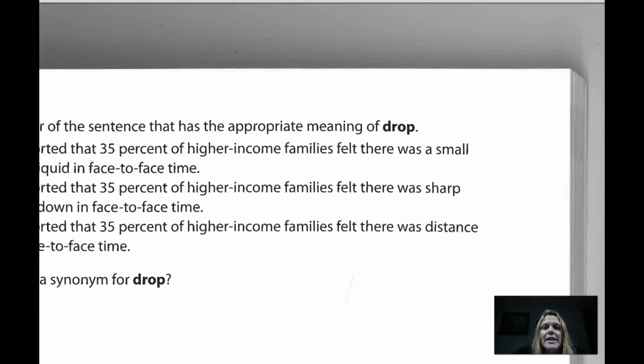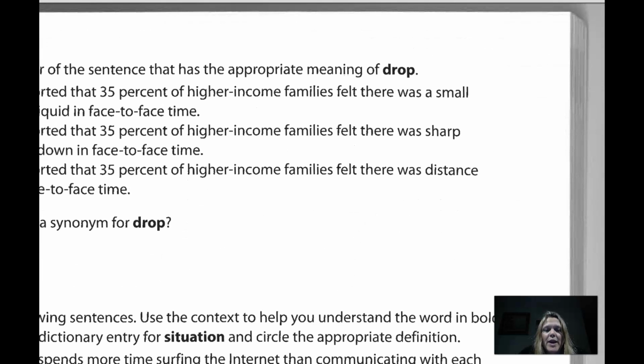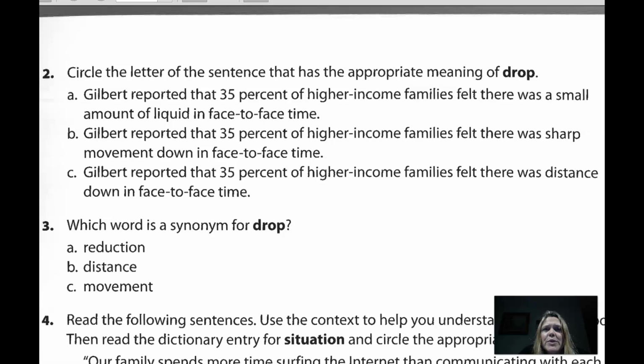Let's take a look at the next one. You have to circle the letter of the sentence that has the appropriate meaning of drop. Let's see. Did Gilbert report that 35% of higher income families felt that there was a small amount of liquid in face-to-face time? That doesn't make sense. Or did he report that families felt there was a sharp movement down? Oh yeah, it's that one. Drop means down, right? So you have to pick the right definition for the word in that context.